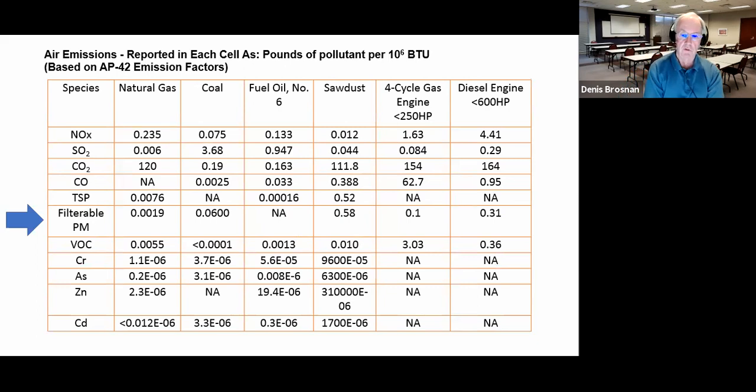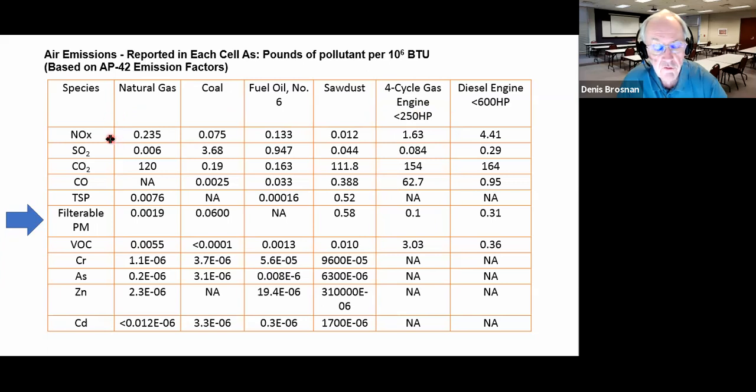Now, when I taught this course at the university, and when I still teach it, I talk about air emissions related to pounds of pollution per million BTUs released. I base this on something called the AP42, or Air Pollution-42, volume published by the United States Environmental Protection Agency. So I have some numbers here that are sometimes surprising, comparing natural gas, coal, fuel oil, sawdust, and I put in some internal combustion engines just for fun.